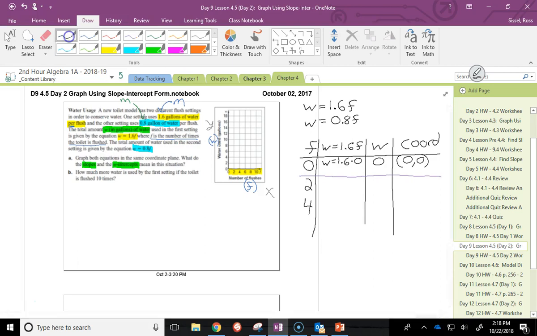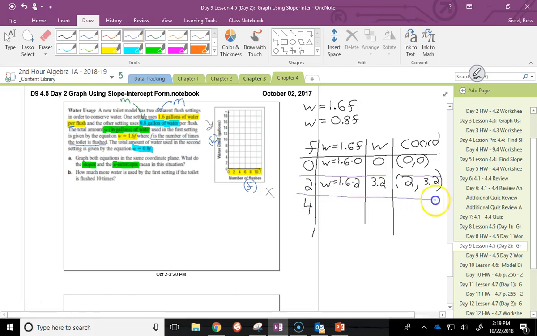Then I'm going to do 2 flushes. W equals 1.6 times 2. 1.6 times 2 is 3.2. So I'd have the coordinate 1.6 and 3.2. Oops. I'm sorry, I messed that up. I don't know why I said 1.6. My coordinate was 2. I had 2 flushes, and I get 3.2, which means if I flush a toilet twice, I'm going to use 3.2 gallons.